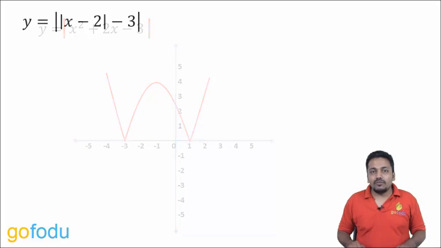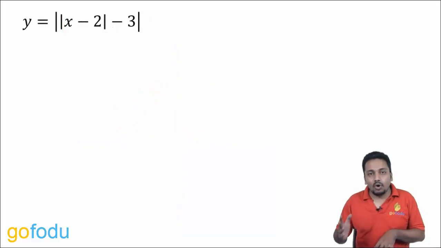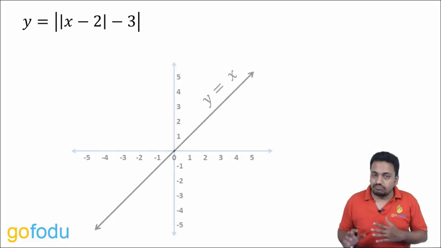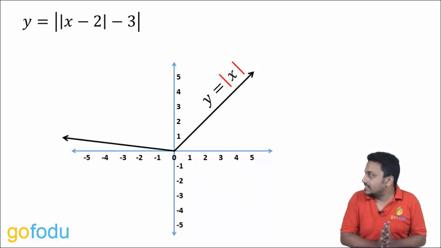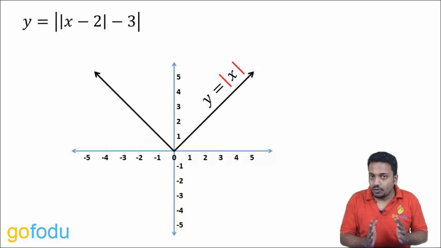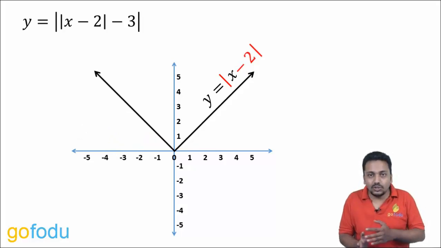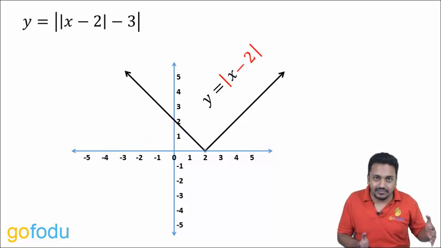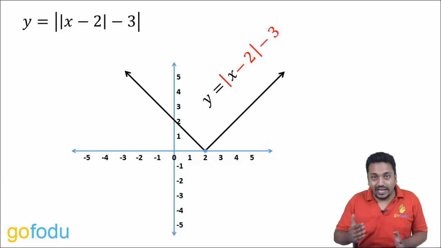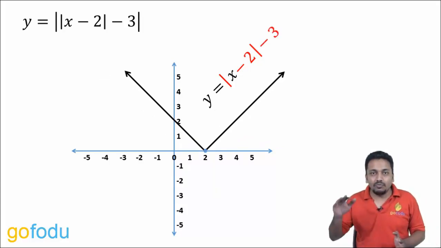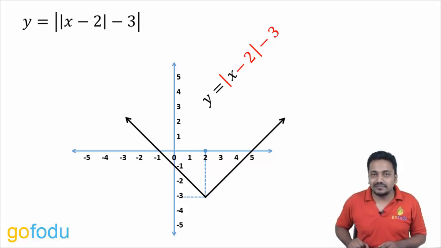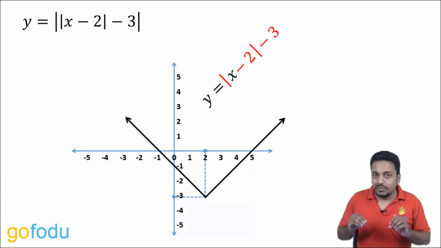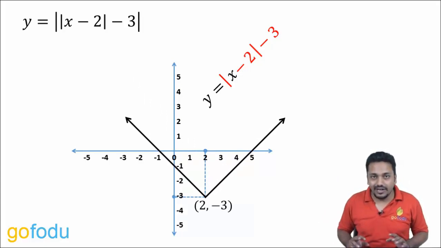Next up is graph for y is equal to mod of mod x minus 2 minus 3. Now this is the graph of y is equal to x and this is for y is equal to mod x. For mod x minus 2, we shift the origin 2 units towards the right. For mod x minus 2 minus 3, 3 will be subtracted from overall y value. So the graph will move downwards on the y-axis by 3 units. Now this minima is point 2 comma minus 3, right?